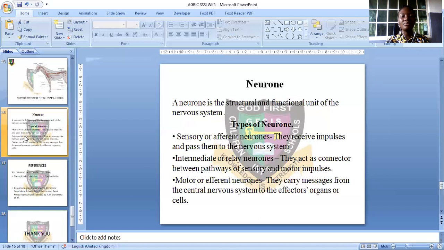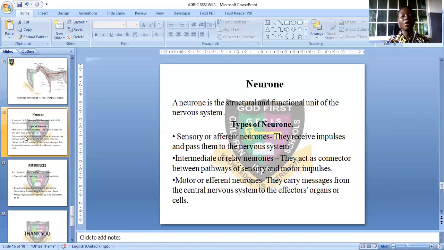There are three main types of neurons: sensory or afferent neurons, which receive impulses and pass them to the nervous system; the intermediate or relay neurons, which serve as the connector between the pathways of sensory and motor impulses; and the motor or efferent neurons, which carry messages from the central nervous system to the effectors or the cell.